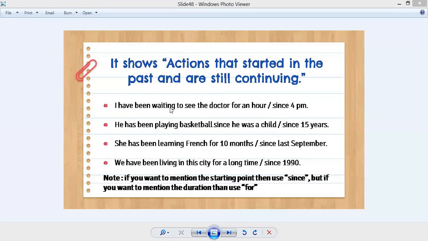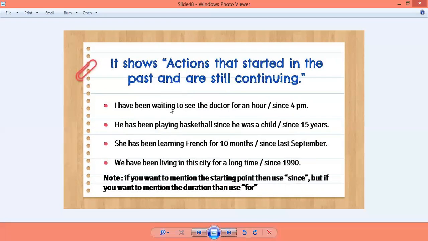I have been waiting to see the doctor for an hour, or since भी लगा सकते हैं, right? I have been waiting to see the doctor since 4 p.m. and I have been waiting to see doctor for an hour. अगर मैं बोलूं कि मैं 1 घंटे से, मैंने specifically नहीं, I said an hour. I have not shown a number. तो मैं for लगाऊंगी और यहाँ पे मैंने टाइम बताया, टाइम जाता है 4 p.m. then I'm using since, right?